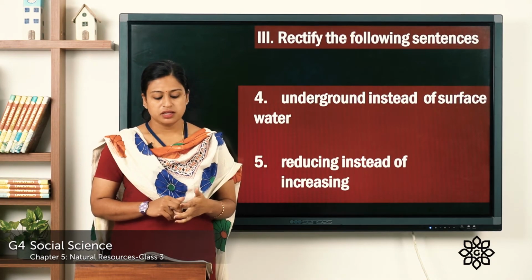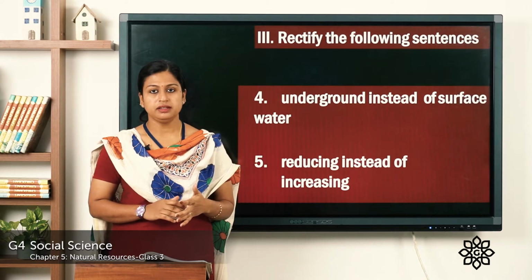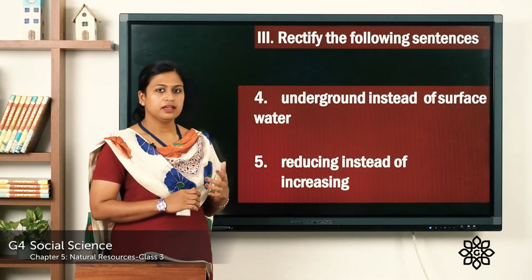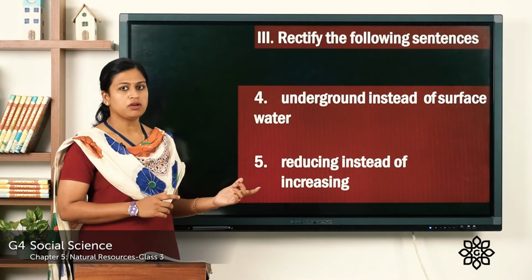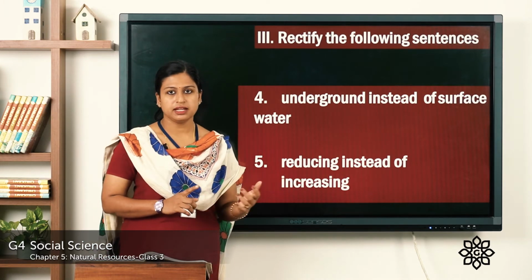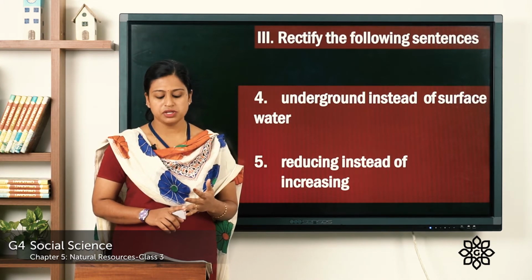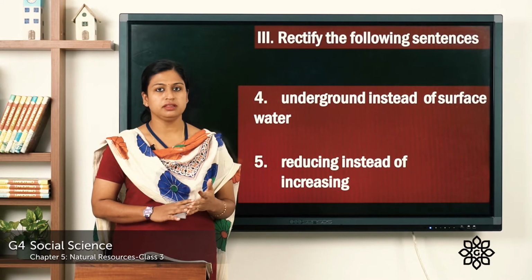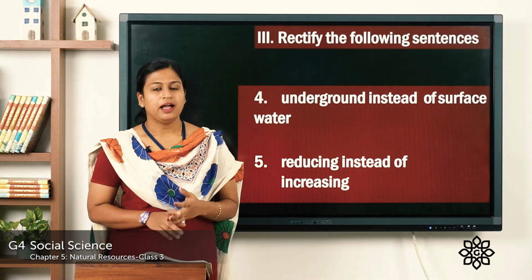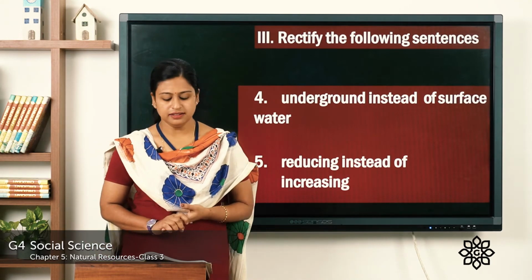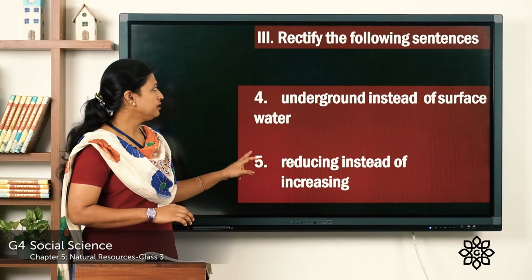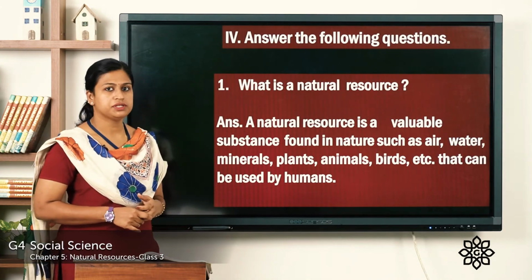Fifth one, drip irrigation helps in increasing the wastage of water. So here increasing is the wrong word. You have to write reducing. The correct sentence is drip irrigation helps in reducing the wastage of water. I hope you all have written the correct answer. Now let's move to the next exercise, that is answer the following questions.